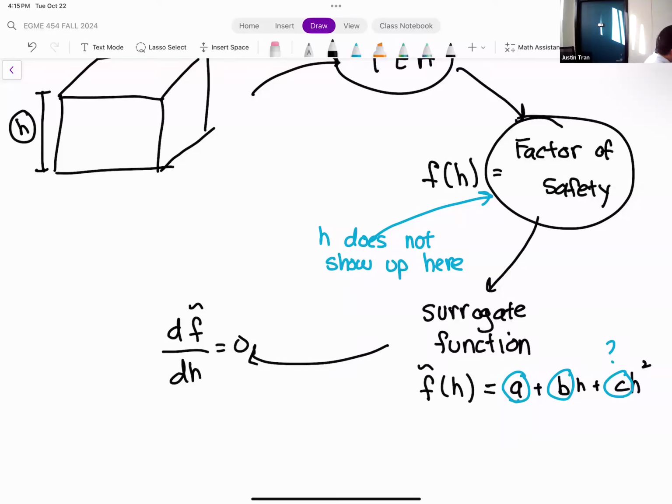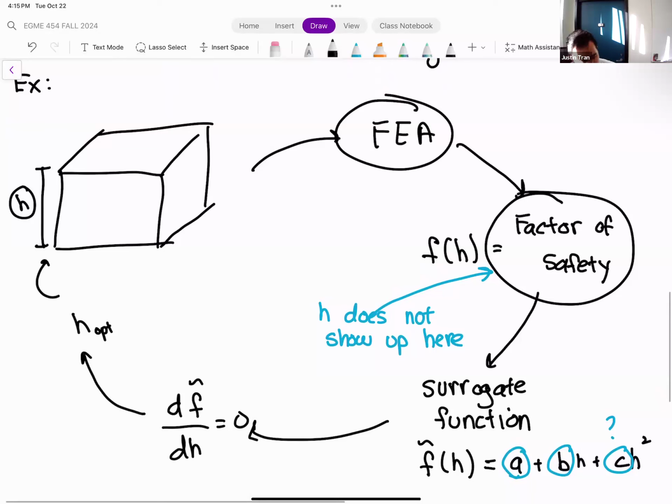Because from there, we just have a simple quadratic function. So we've optimized dozens of these in the past, in this semester so far. And from that, we obtain the optimal solution for H, which we can plug back into our design.